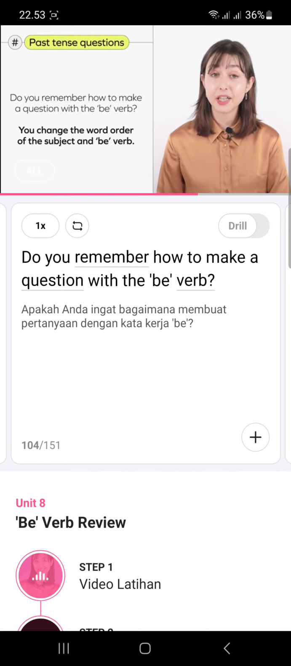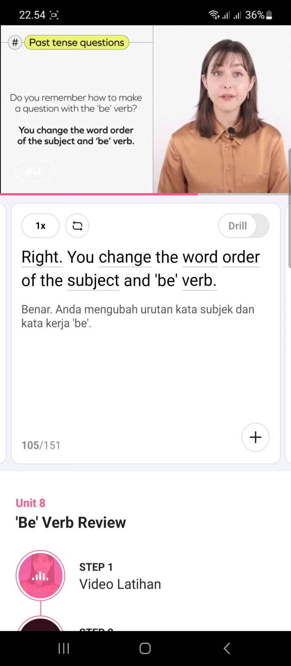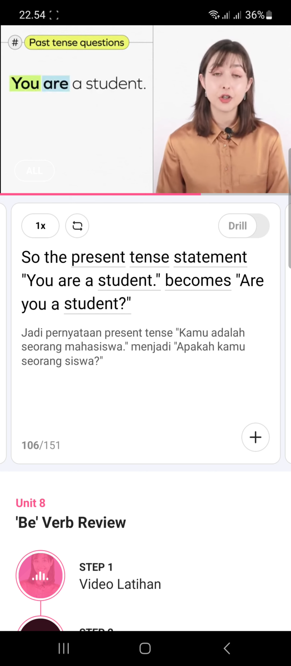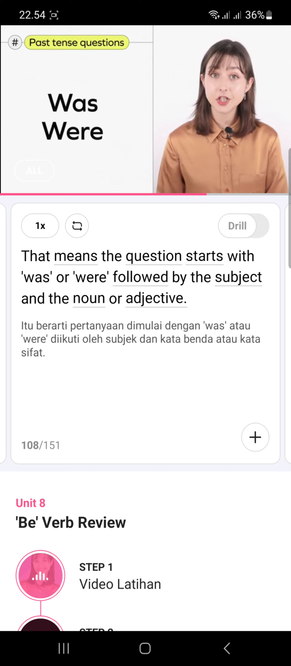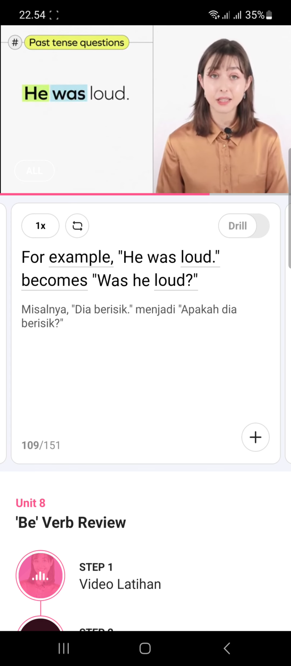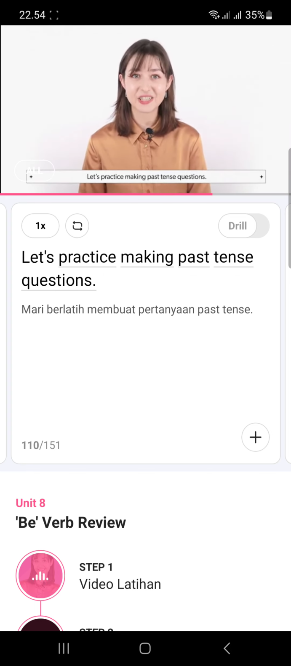Do you remember how to make a question with the be verb? Right. You change the word order of the subject and be verb. So the present tense statement, you are a student, becomes, are you a student? The same thing happens to make a past tense question. That means the question starts with was or were, followed by the subject and the noun or adjective. For example, he was loud becomes, was he loud? Let's practice making past tense questions.